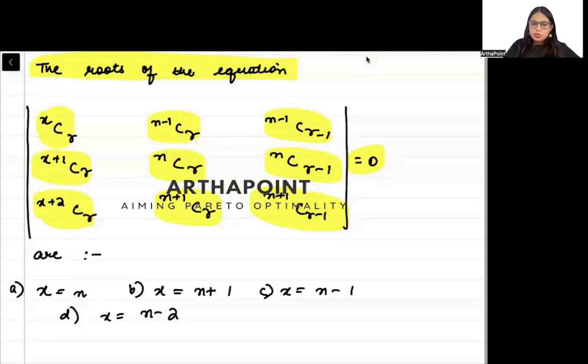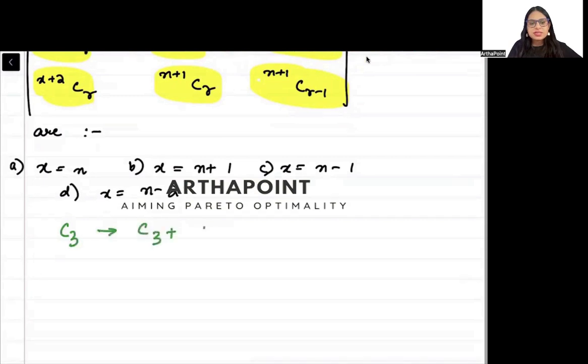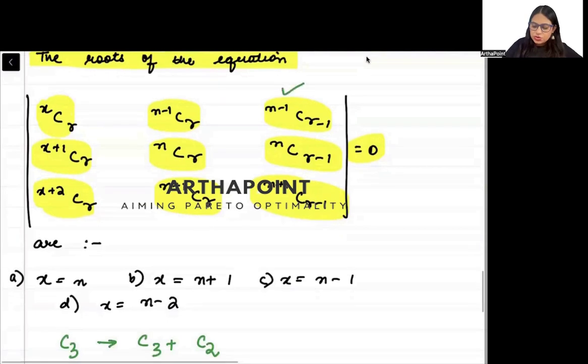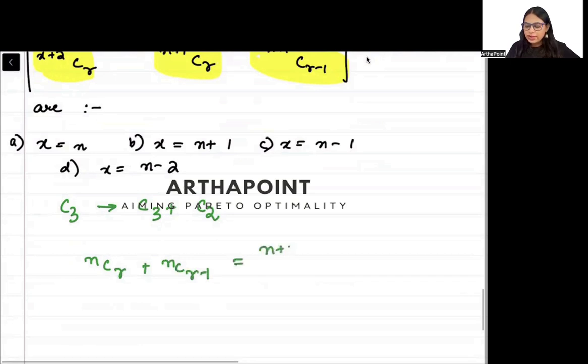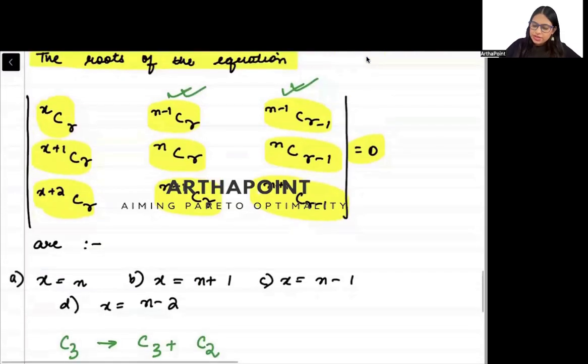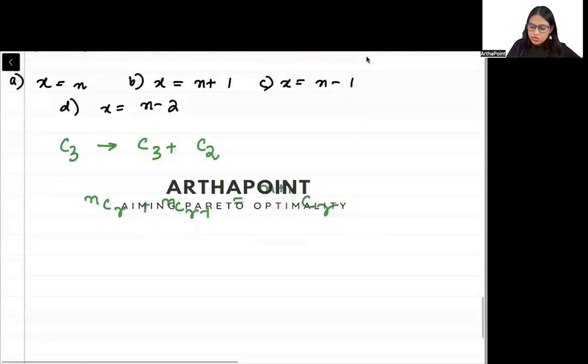Okay, so what we can do, let us say that C3 goes to C3 plus C2, right? So this goes to this plus this. Now we know that there is a rule which says that nCr plus nCr-1 is equal to n+1Cr, right? So now I am taking this to this, right? So let's just write this out.